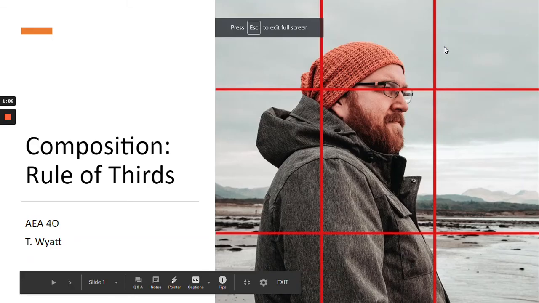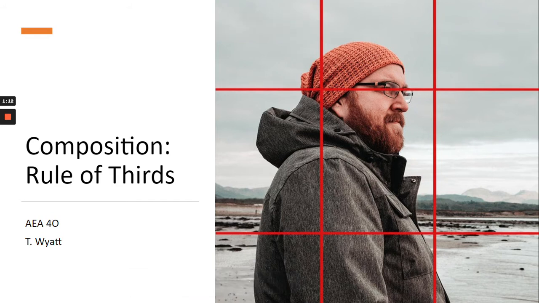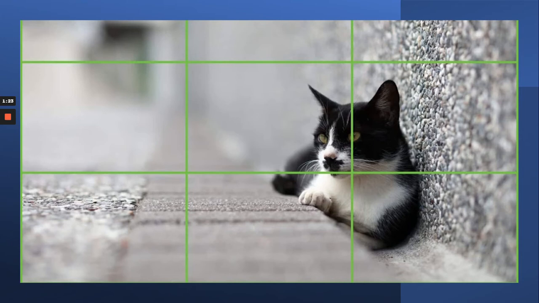In photography, there are tons of different techniques that you can use to have a good composition. One of them is the rule of thirds. There's also the golden ratio. There's lots of other things we could go into depth with, but again, we don't have the time. But this is an important concept. So this is called the rule of thirds.